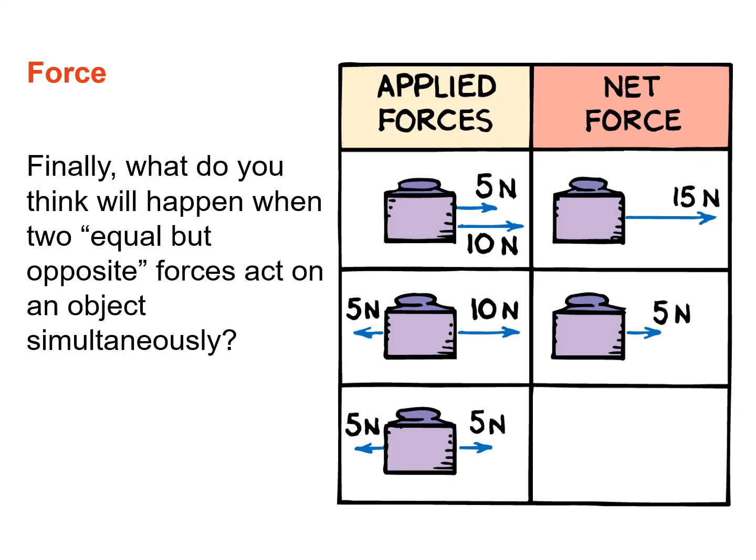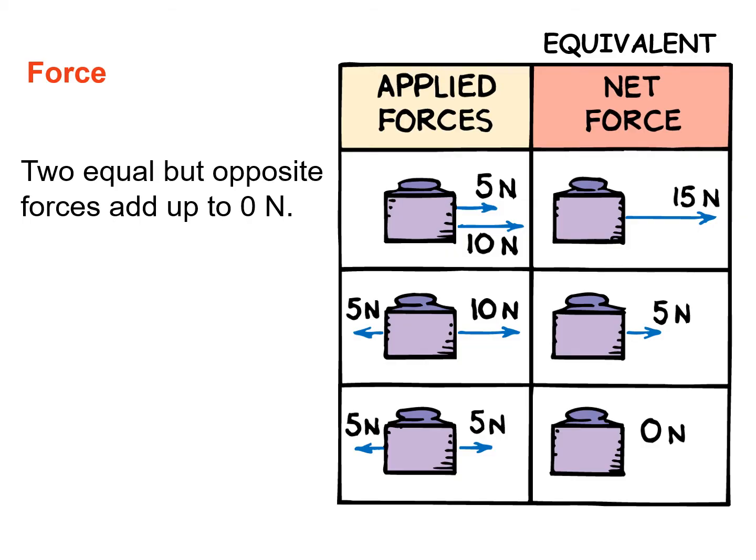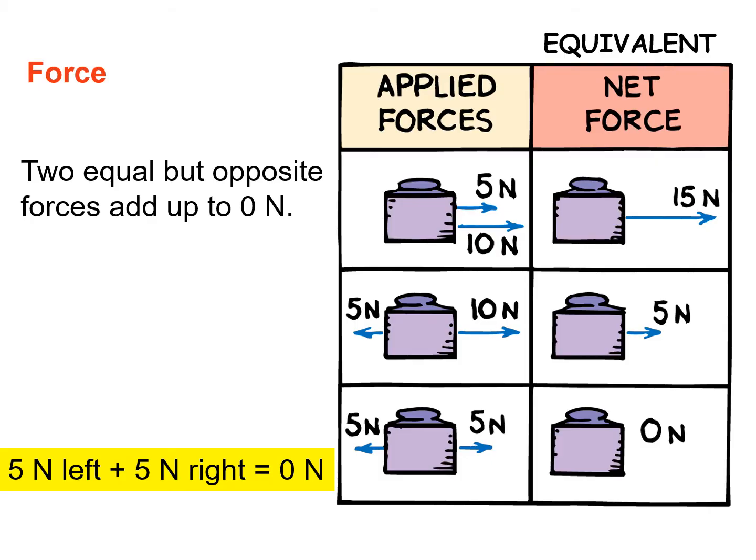So let's look at one last example. What if the forces act in opposite directions but are equal in magnitude? We could call them equal but opposite forces. In this case, the net force is 0 newtons. In other words, 5 newtons left plus 5 newtons right equals 0 newtons overall. There is no net force. That does not mean necessarily that the object is not moving, and it certainly doesn't mean that the forces are not there. It's just that they are balanced.